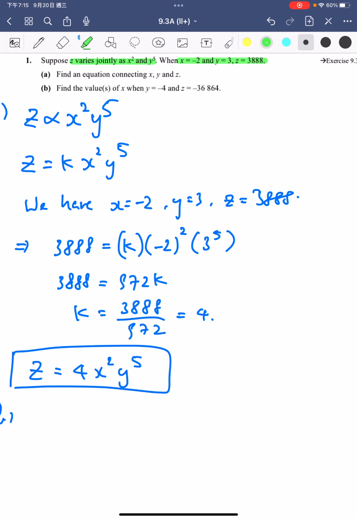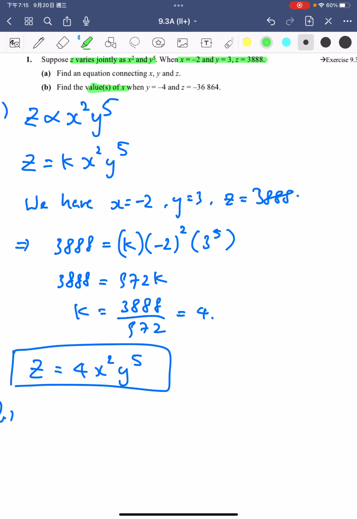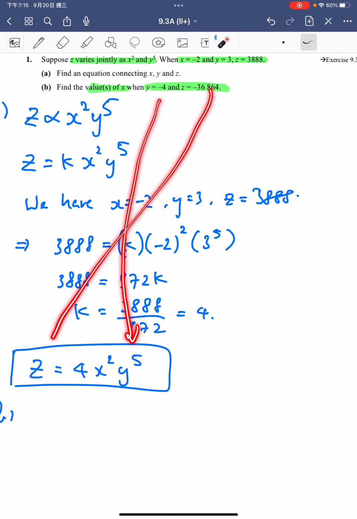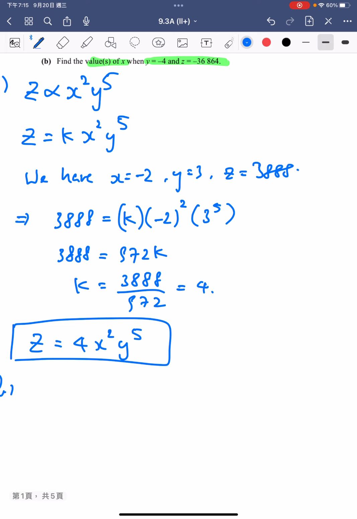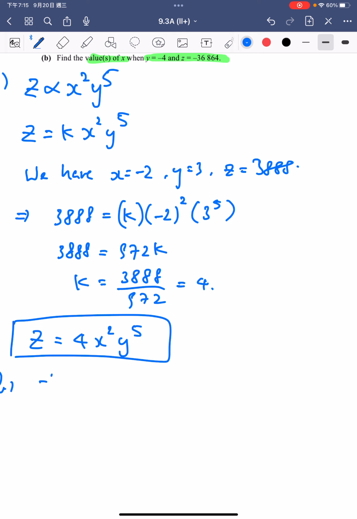The question is saying to find the values of x if y is equal to -4 and z is equal to a large number, which means we just substitute the y and the z in. Since y is given as a bracketed value, x may have more than one value. So just be careful about this. Now we can substitute z is equal to -36,864, which is equal to 4x squared. We want to find x, so we keep the x, and y is equal to -4, all to the power of 5.